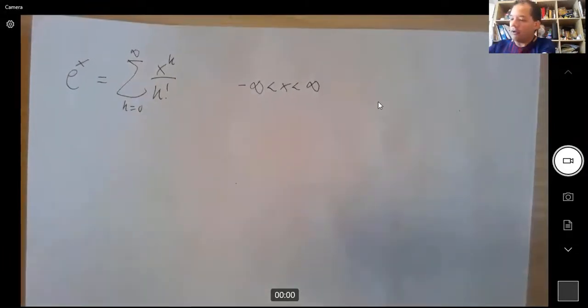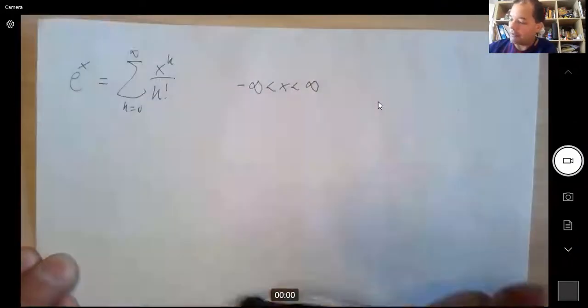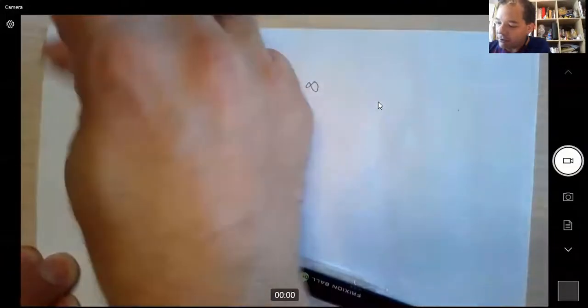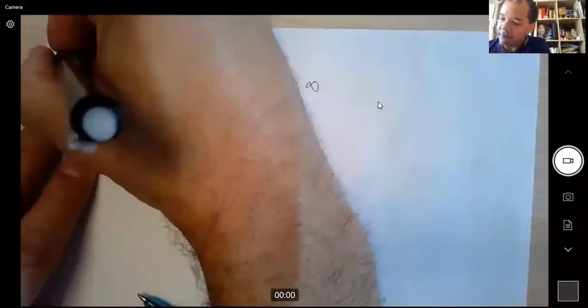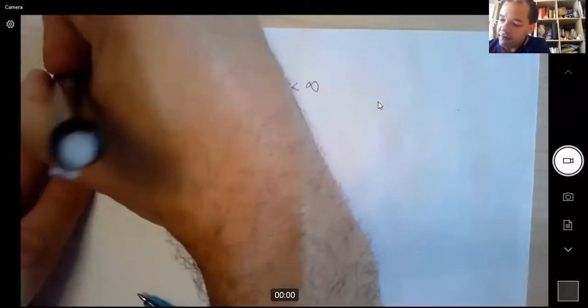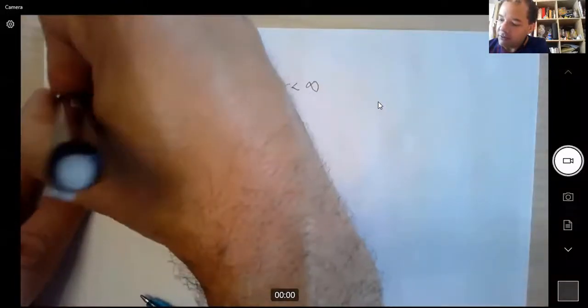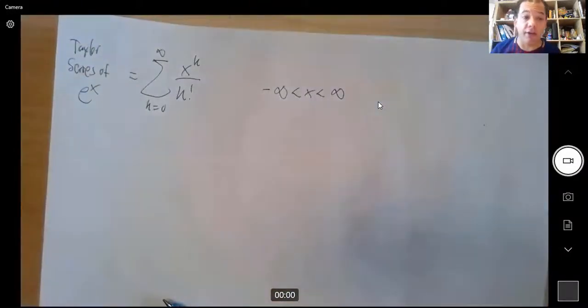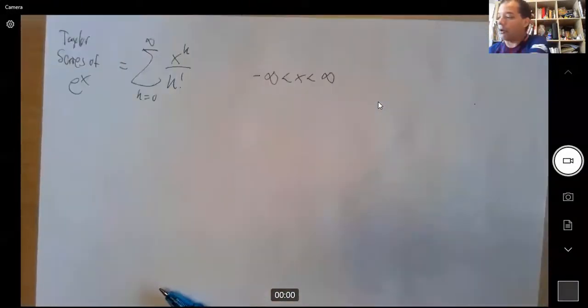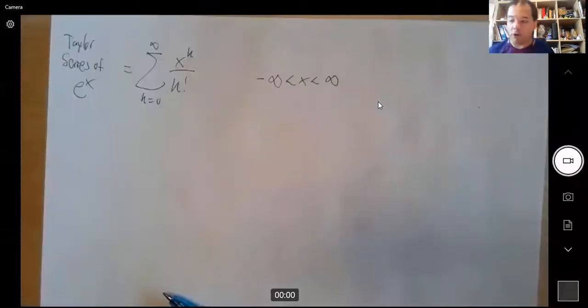And I'm already writing e to the x equals here, but that's part of what we'll discuss. So right now let me write it like this. Let me write instead power series, or Taylor series, of e to the x is this one. And it actually equals e to the x, and that's some of what we're going to be learning today. So why is it that it equals e to the x?